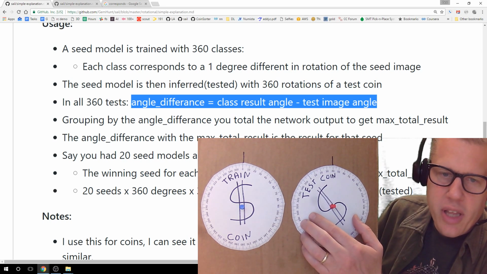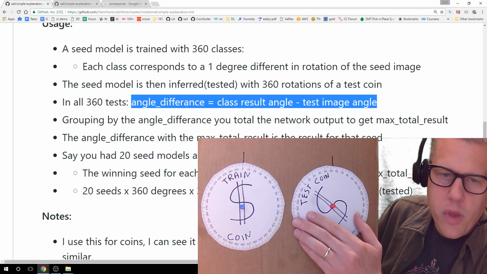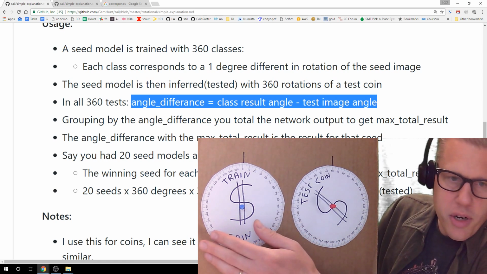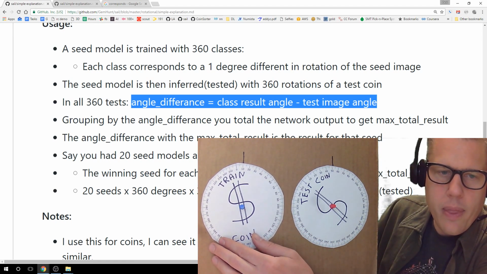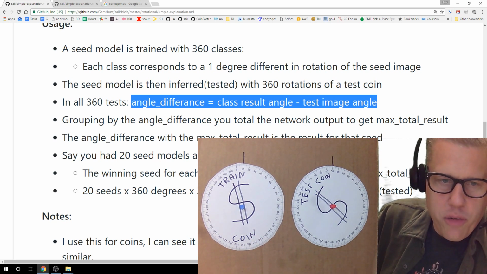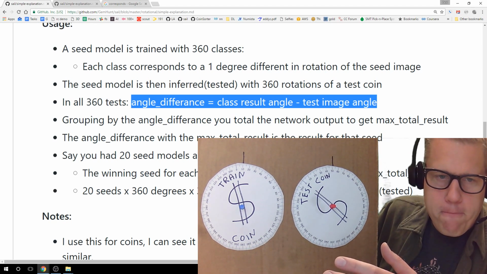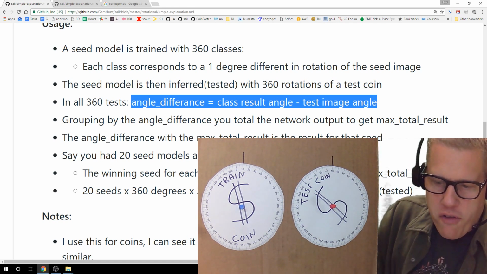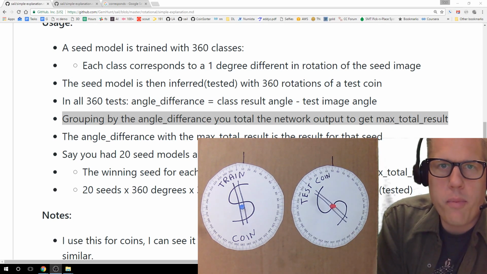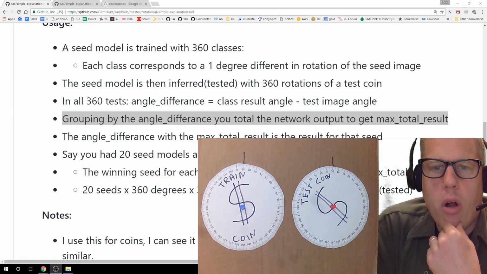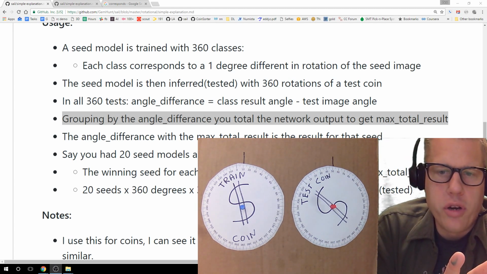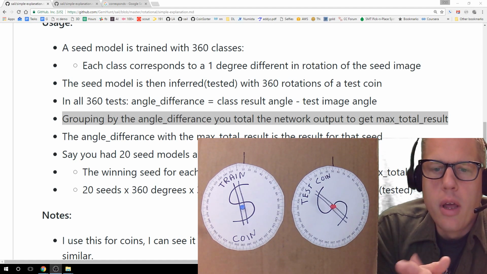Now, let's say you come in and we rotated 10 degrees, and the concept here is the model should predict, oh well, this is actually, the result is 10 degrees. So our difference is going to be 40 degrees. So in a perfect world, all 360 results would come out to a difference of 40 degrees. And that's not going to happen.